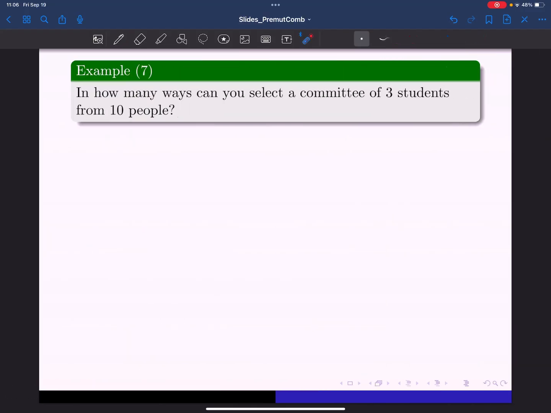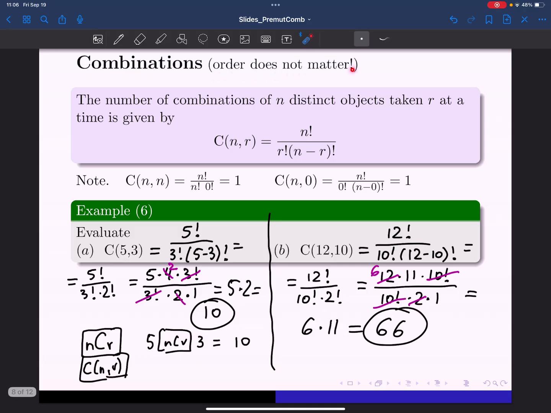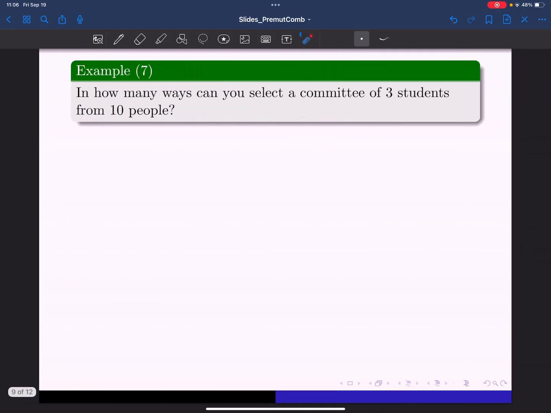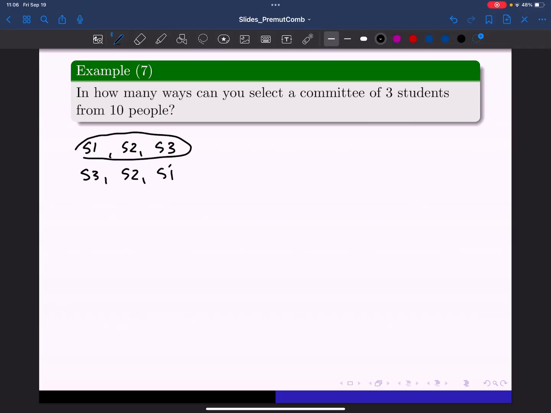Now, example: in how many ways can you select a committee of 3 students from 10 people? You see the 3 students that we're selecting, that's the same committee. So in that case, the order does not matter. For combination, order does not matter, because I can have student 1, student 2, and student 3, and if I switch them, student 3, student 2, student 1, that's still the same committee. If I change the order of them, it's not making a different combination.